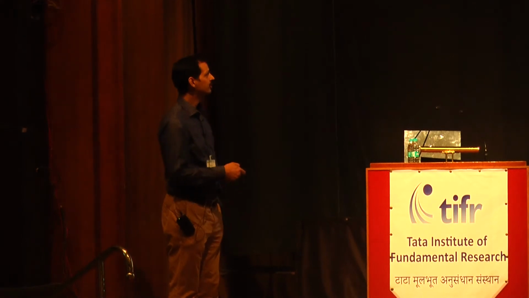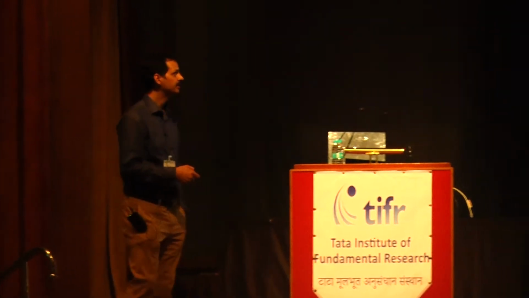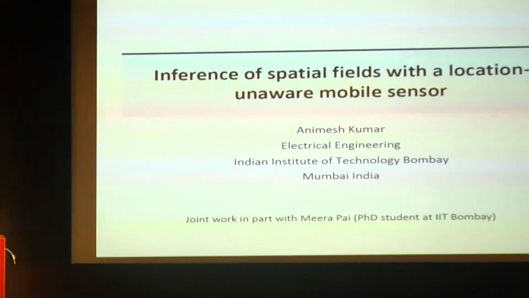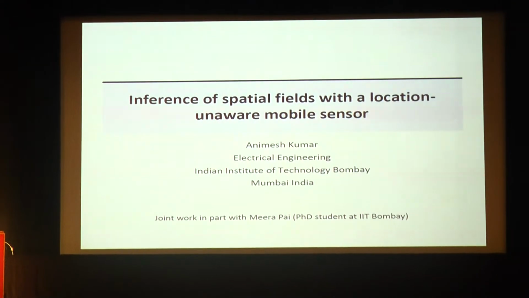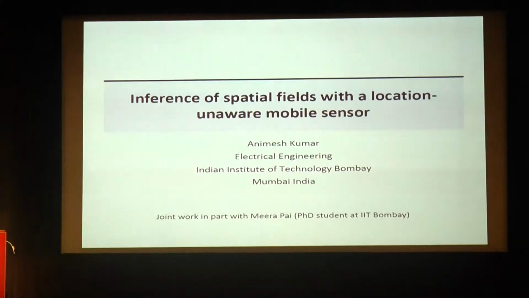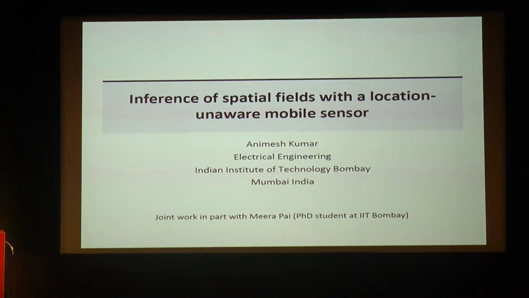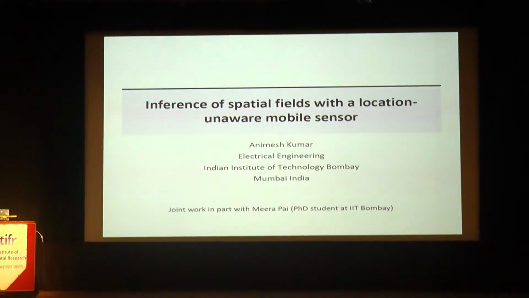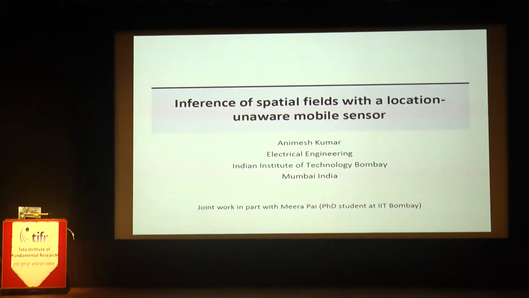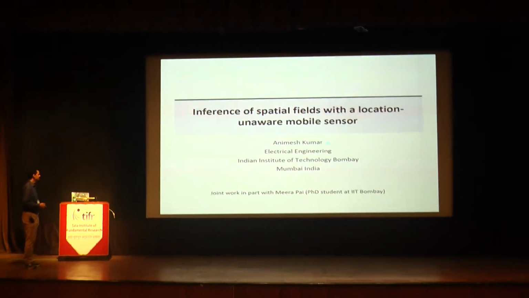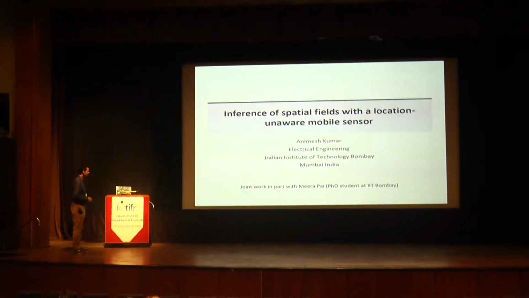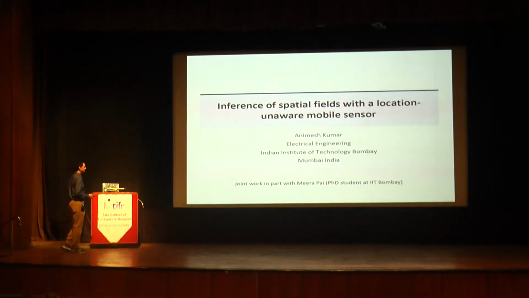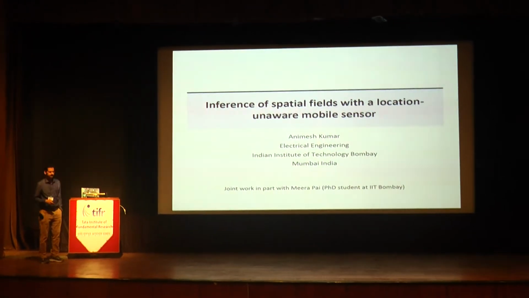So I'm going to talk about inference of spatial fields, and the key thrust here is with a location-unaware mobile sensor. Most of the sampling and reconstruction work that we know of always works with both the sampling instant or the sampling location and the sample value known. Here we will not be knowing one of those values. And part of this presentation is based on joint work with Meera Pai. She's a PhD student at IIT Bombay.